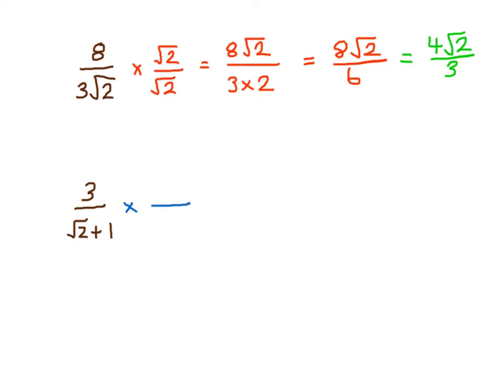So to get rid of the surd here, what I'd have to do is multiply by the square root of 2 take away 1. So if that was plus 1, I'd multiply it by minus 1. And if it was minus 1, I'd multiply it by the surd plus 1. And the same on the top. And if we do that, then on the top we've got 3 times the square root of 2 and 3 times minus 1.